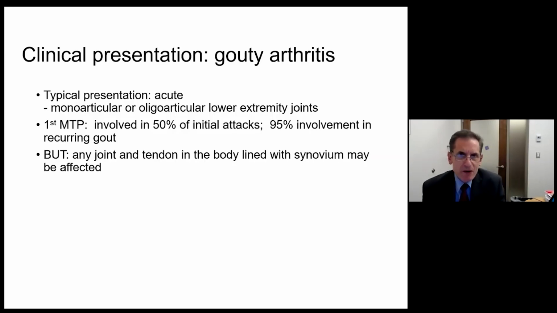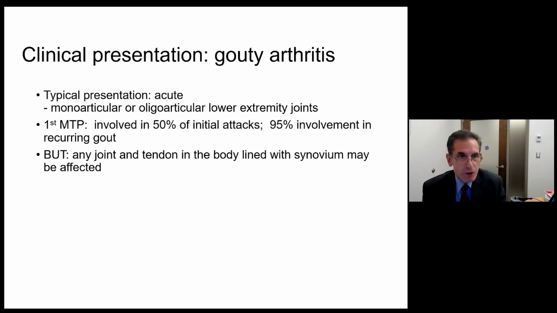So let's move to gouty arthritis. What are the clinical presentations that are most common? Typically, it's an acute process. It's usually monoarticular or oligoarticular, typically in the lower extremities. The first MTP is involved in 50% of the initial attacks, and 95% of patients eventually have involvement that results in recurrent gout in the first MTP.